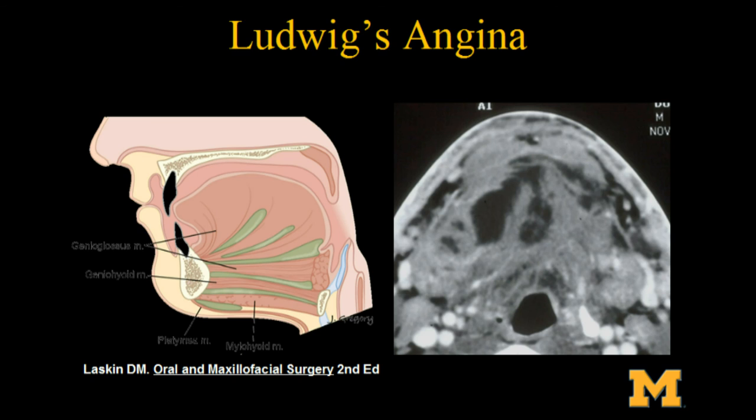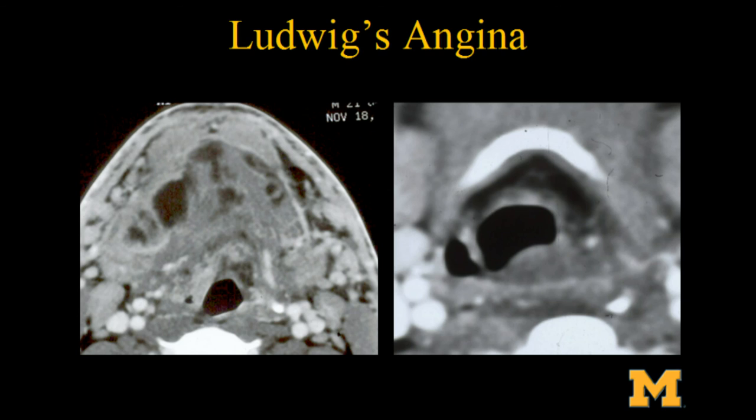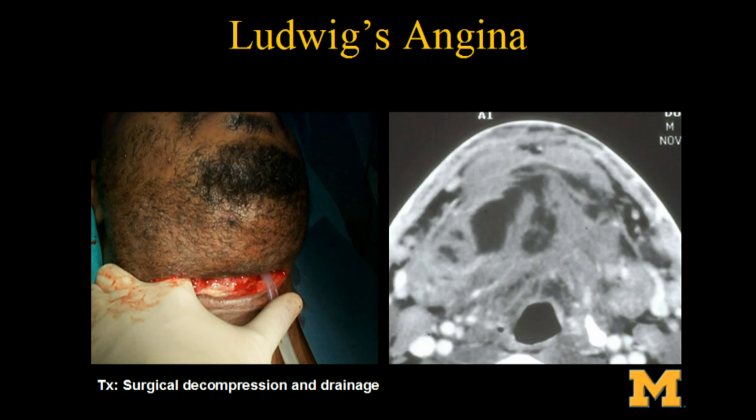Here's another example of Ludwig's angina, multiple abscesses involving the sublingual space. And just from a normal anatomy standpoint, here's the hyoid bone here. The epiglottis is an anterior midline structure. Here's the periepiglottic fold. Here's the piriform sinus. And here we can have this diffuse edema involving the left periepiglottic fold. So again, this patient's with Ludwig's angina, the disease extended backwards to give you edema involving the periepiglottic fold.